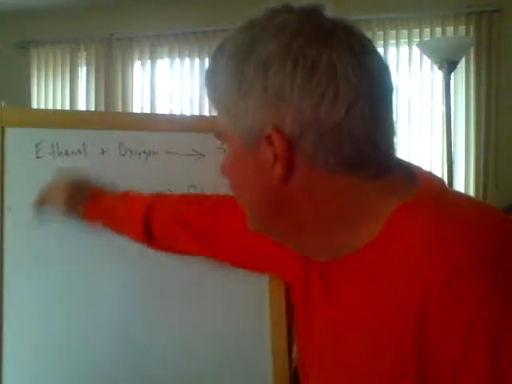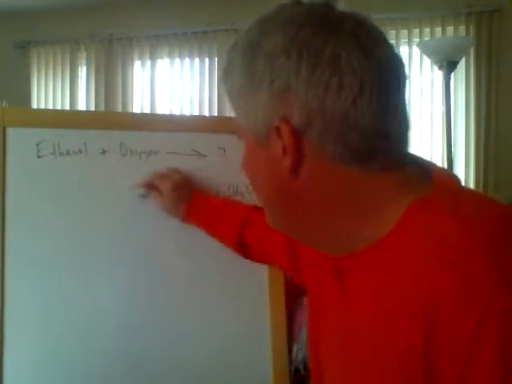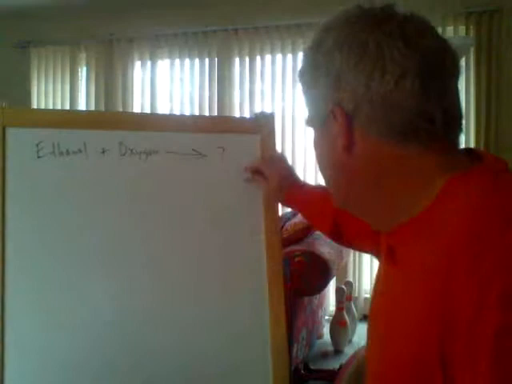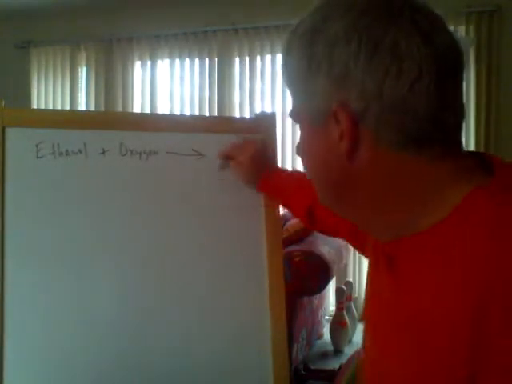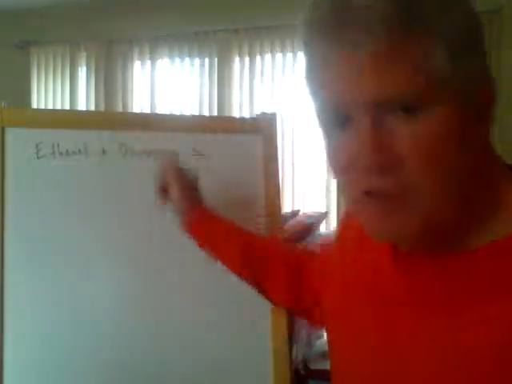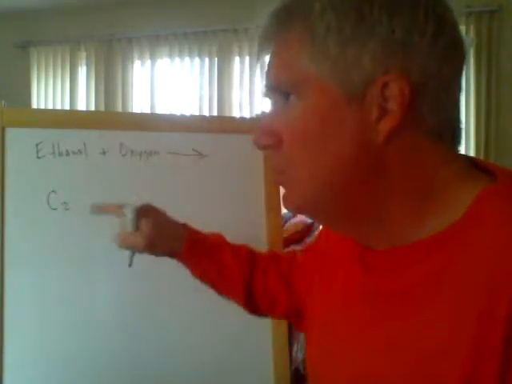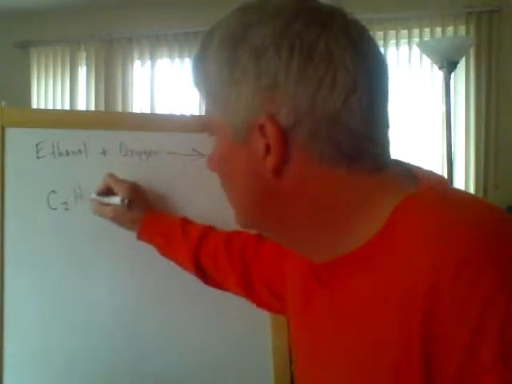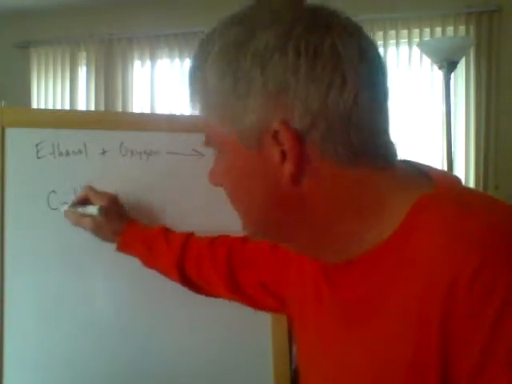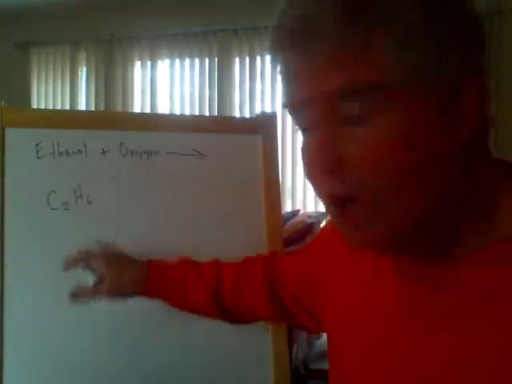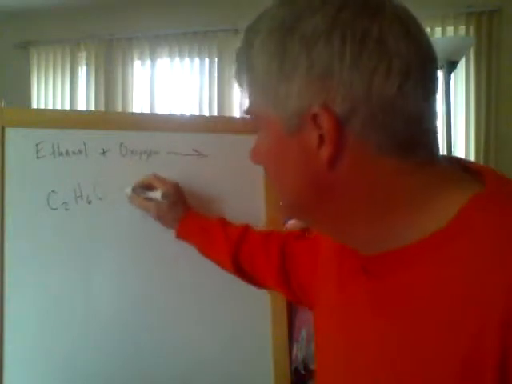Actually, I'm not going to talk about ethanol. Well, maybe I want to. So let me get ethanol in there because I've got it in there for another reason. As I showed you before, ethanol is essentially 2 carbons, 6 hydrogens, 1 oxygen.